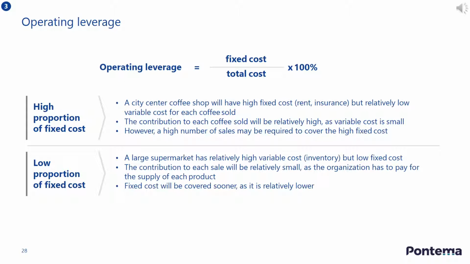By contrast, organizations with a lower proportion of fixed costs are said to operate with low leverage. For example, supermarkets. These types of organizations have relatively high variable costs, but low fixed costs. This means that the contribution from each sale will be relatively small, but fixed costs will be covered sooner. From a decision-making perspective, this helps indicate the level of sales required to cover the fixed costs of the organization.